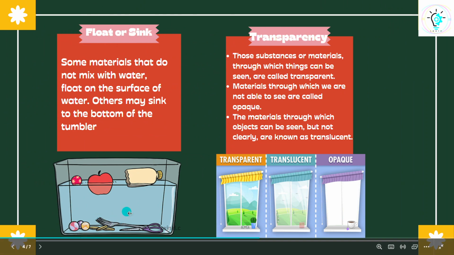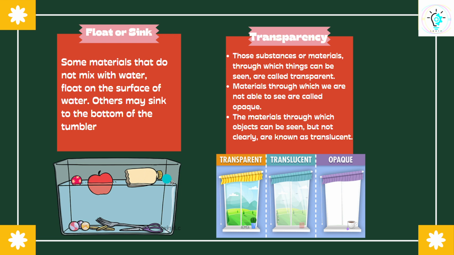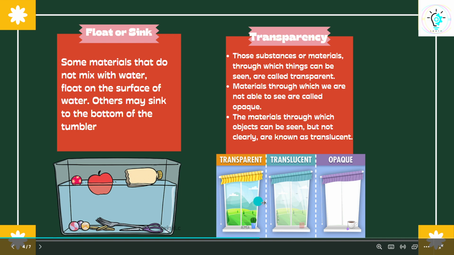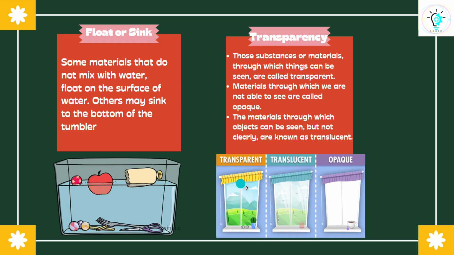Okay. The other properties are, does the object float or does it sink? Some of the objects will sink to the bottom and other objects can float on the top of the surface of liquid. There is another very important factor and that is transparency. What does transparency mean? Some objects from which light can easily pass, so we can see through that substance, those materials are called transparent. For example, a clear glass window pane, right?